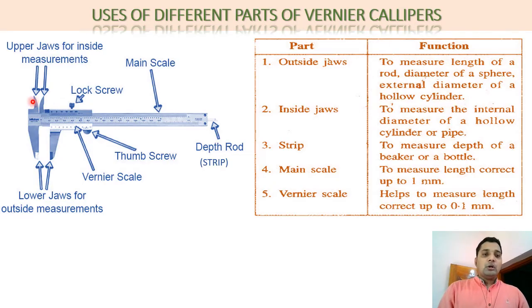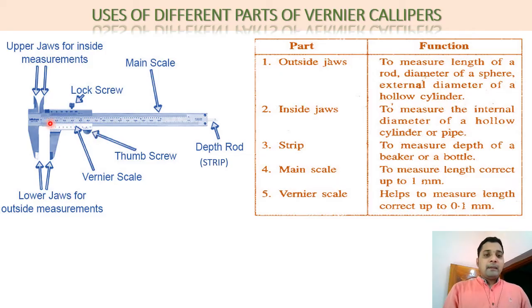This one, the upper jaw, is used mainly to measure the internal diameter. For example, if we have a pen cap, you can measure how much the inside part is by using this upper jaw. This part is known as the fixed jaw, and this part is known as the movable jaw, because this part is movable. It is the Vernier scale part, which is movable with the help of a screw. We hold it like this: the forefinger holds the Vernier caliper, and with the help of the thumb we move the screw, because the Vernier scale slides over the main scale. For that reason it is also known as a slide caliper.